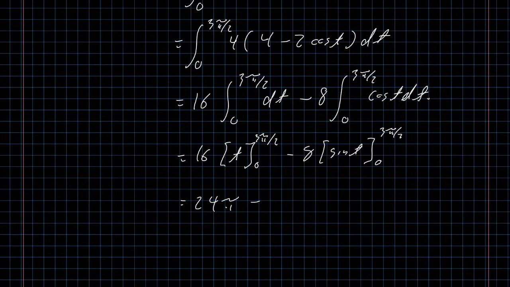Let's see, sine of 3 pi over 2 is -1. Sine of 0 is 0. So we get -1. -8 times -1 is plus 8. 24 pi plus 8 is the value of this particular path integral.